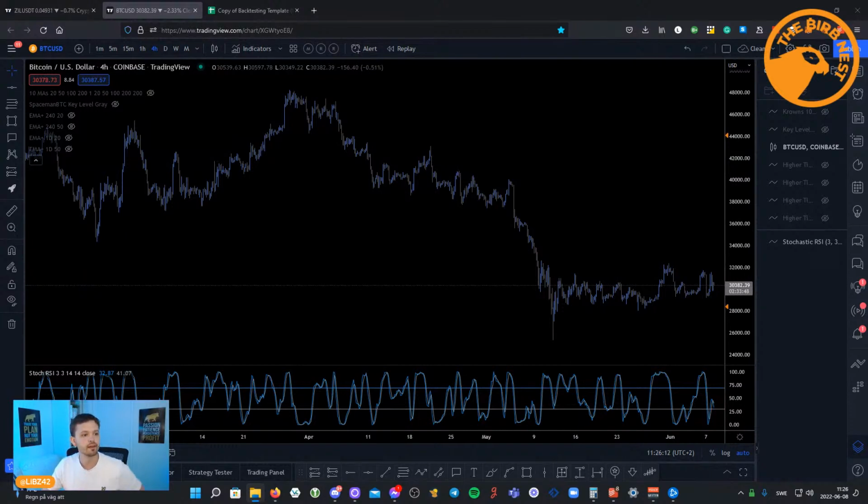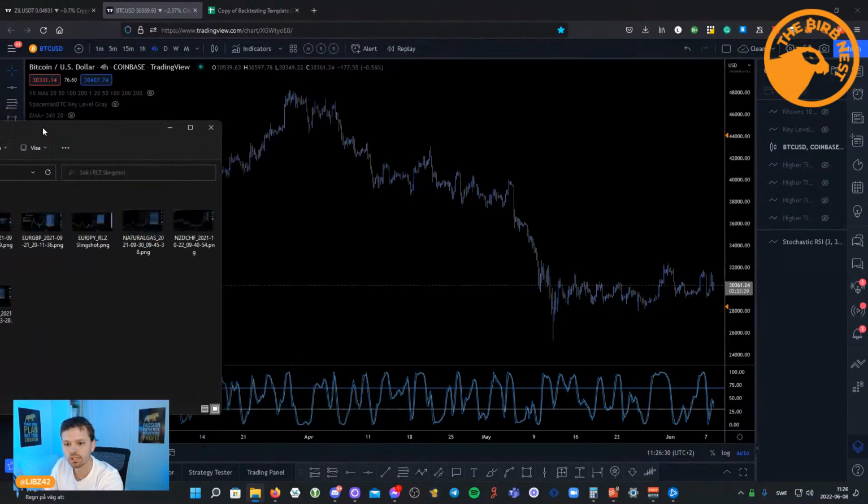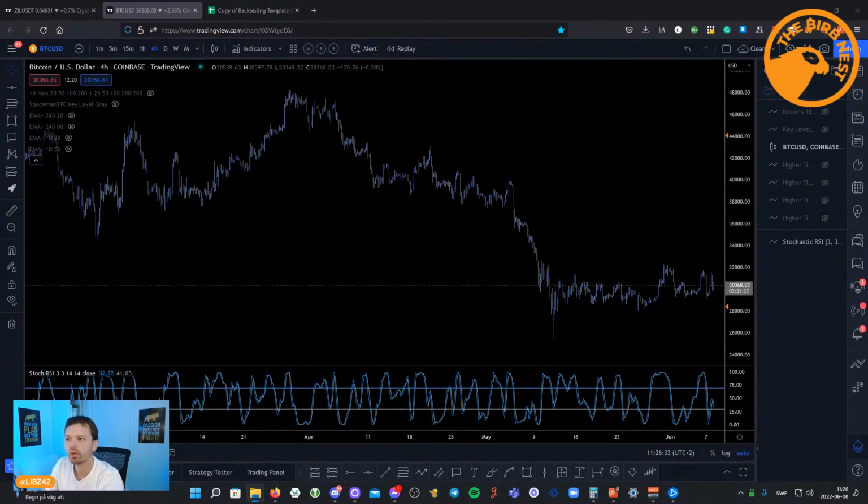So if you have a system you're trading, my trading system is called the RLC slingshot, right? And I have a folder here which says good trades, RLC slingshot, and here I have a couple of examples.